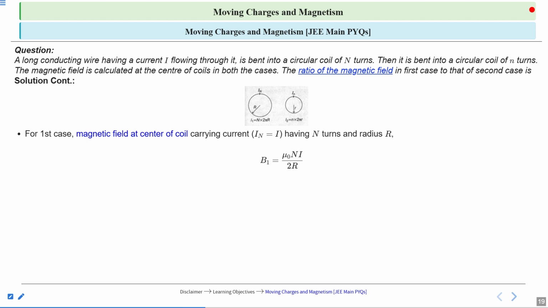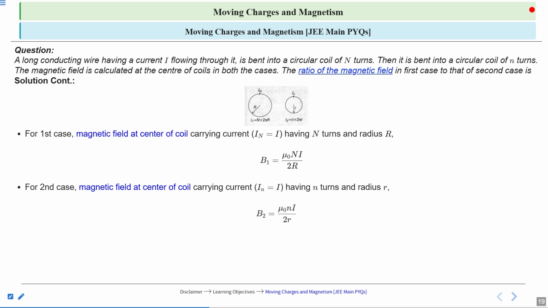For the first case, the magnetic field at the center of the coil carrying current I, which is given in the question, having capital N turns and radius capital R, will be B1 equal to mu naught N I upon 2R. For the second case, the magnetic field at the center of the coil carrying current I, also given in the question, having small n turns and radius small r, will be B2 equal to mu naught small n I upon 2 small r.